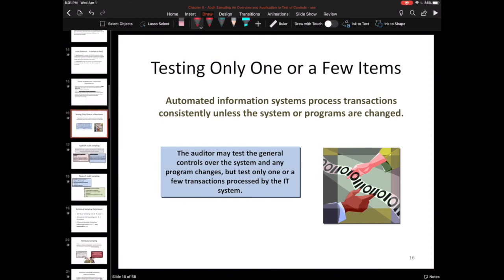This slide actually just summarizes what I had talked about before, where if you have controls that are performed by an automated system and the IT audit team has tested that system and found it to be reliable, you can typically test only one item and get comfortable with the control that way.